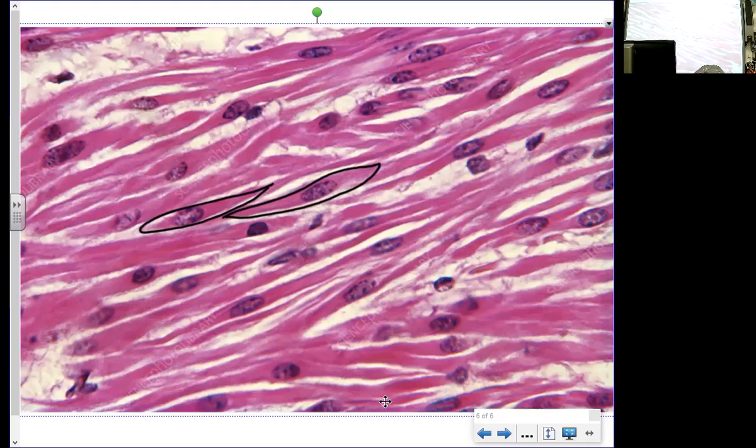Go ahead. No, muscles can only get smaller. It's how they get smaller. Skeletal muscles get smaller by getting shorter. Smooth muscles, the whole cell gets smaller.